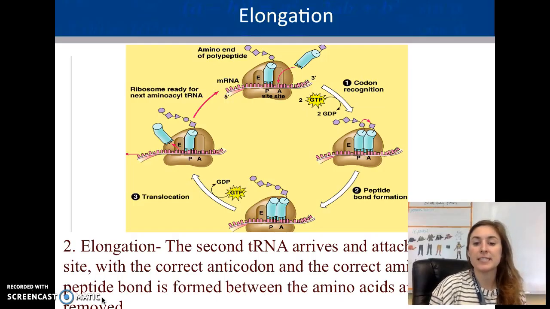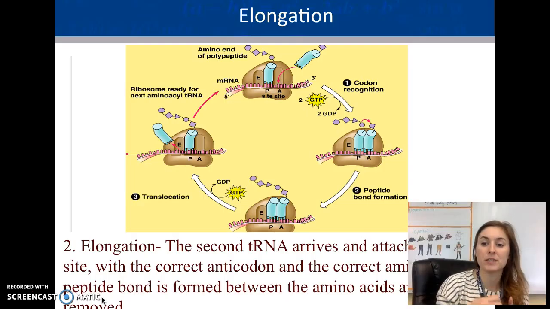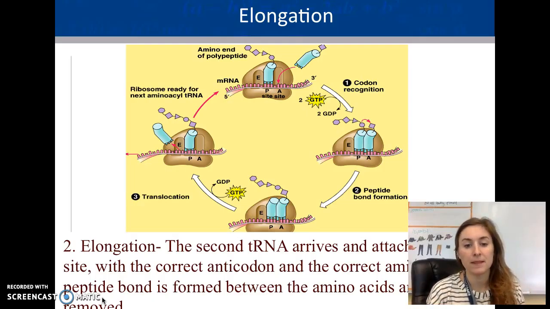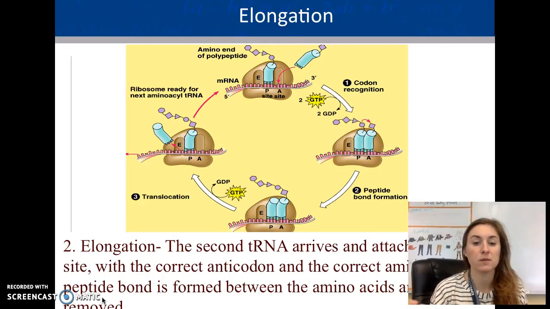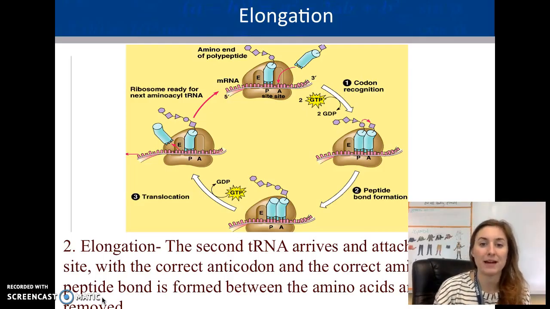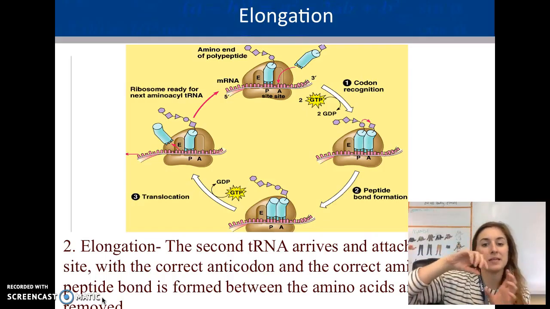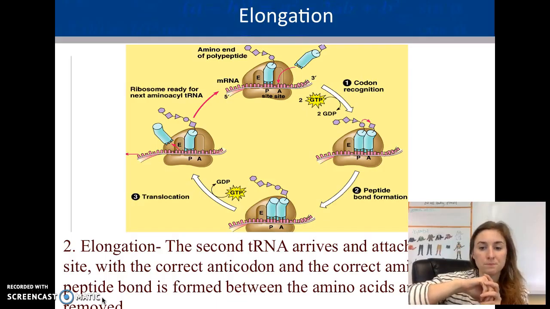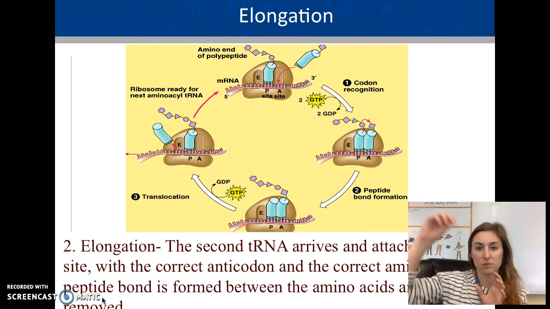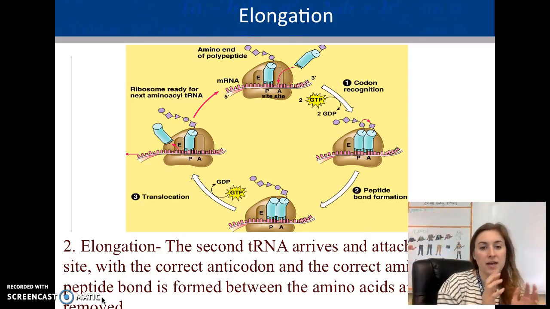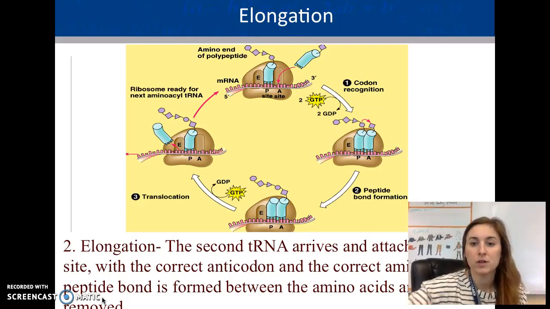Elongation. So the second tRNA arrives in the A site, attaches and reads it, and then brings in the correct amino acid. A peptide bond is formed between the amino acids and water is removed. So that happens at the P site. So we go from the A when tRNA arrives, move to P, use the bonding to create more of the amino chain, and then move to E, and the tRNA that's not being used anymore is removed while the amino acid chain stays.